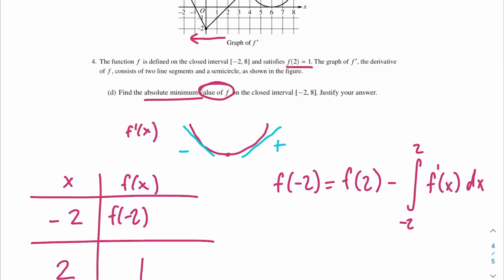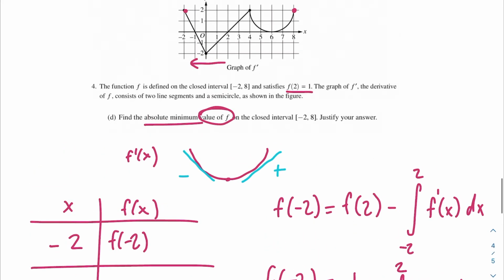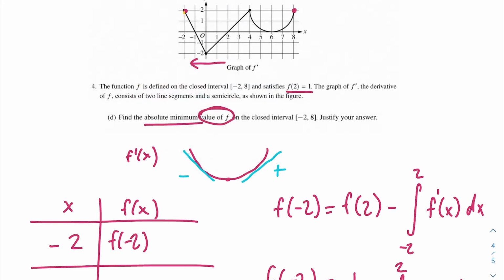So we have our f of 2. Our f of 2 is 1. So now to solve for f of -2, all we need to do is find the area under the curve of f prime of x from -2 to 2. So luckily for us, it's made up of these little shapes. Yippee! So our first shape is this little triangle. Remember that the area of a triangle is 1/2 base times height. So our base is 1 and our height is 2. So 1/2 times 1 times 2. This is going to end up being just 1.